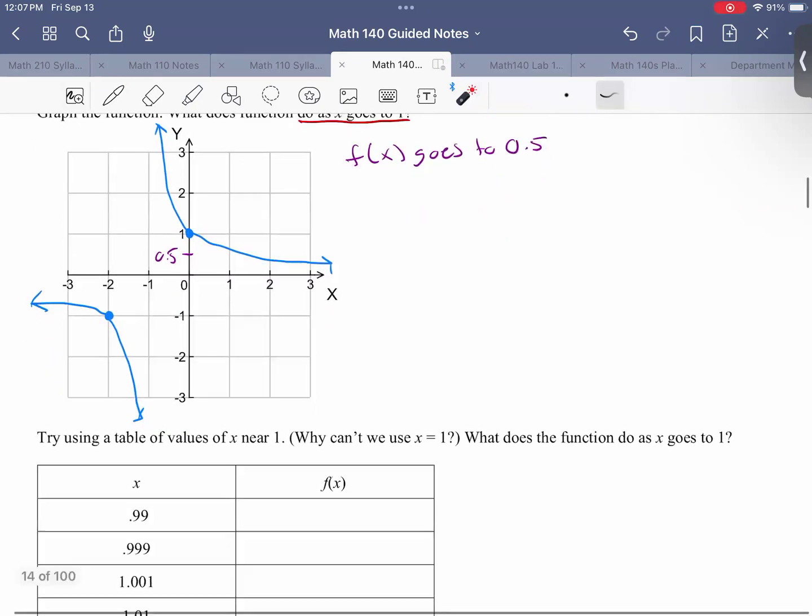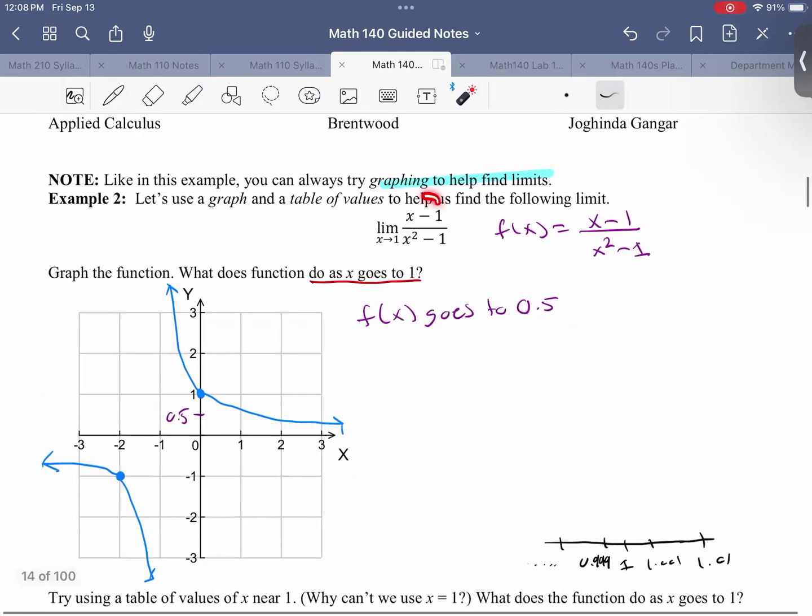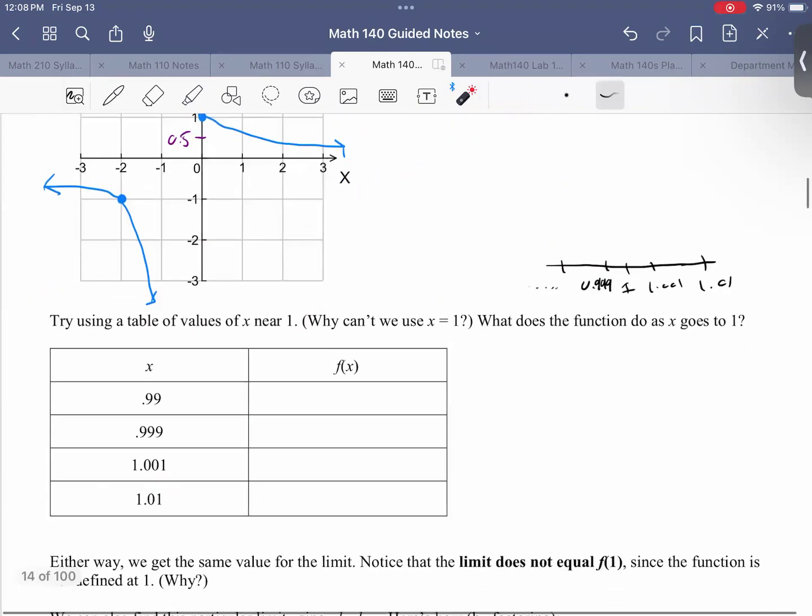Okay, so now what about a table of values near 1? What we're going to do is plug in numbers near 1. It could be a little before, like 0.99, a little after, like 1.001. Think about a number line. Here's 1. We're picking points like 1.001, 1.01, and 0.999, etc. Just picking points at and around 1. We're going to plug these into this function right here and get a couple of values.